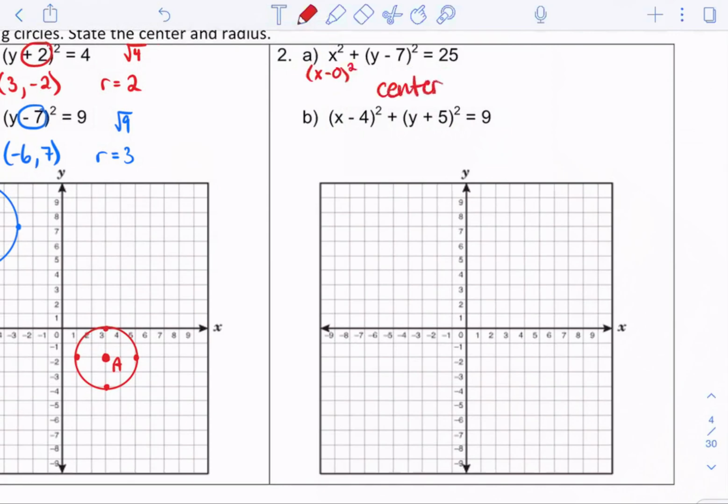So we can still apply that. 0, positive 7 is our center. And our radius is the square root of 25, which is 5. Beautiful. And we can just quickly graph that so we don't take up too much of their time. So this is A, and I have to go 5 down. I have to go 5. Looks like I didn't make the graph long enough. We could just sketch.